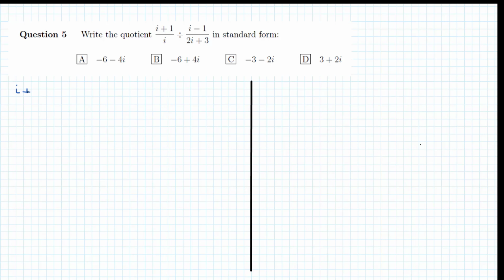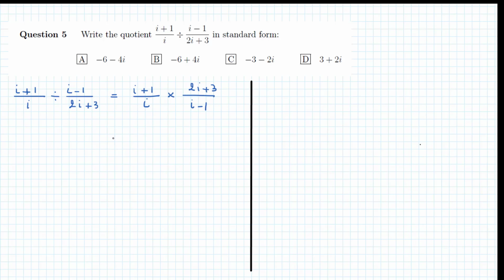Question number 5. Write the quotient (i plus 1) over i divided by (i minus 1) over (2i plus 3) in standard form. So in the beginning, we should know that division by a fraction means multiplication by the inverse of the second fraction. So we get (i plus 1) over i times the inverse of the second fraction, which is (2i plus 3) over (i minus 1).